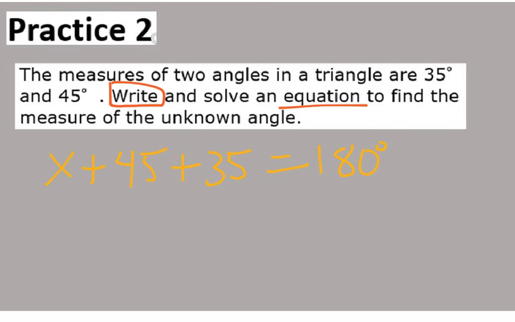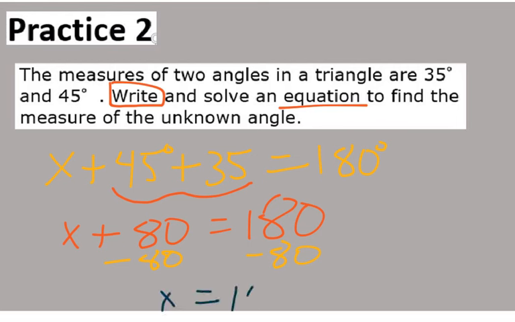Okay, again, we're going to combine these two that we know. So our equation becomes x plus, 45 and 35 is equal to 80. And the unknown now plus 80 is equal to 180. You're simply going to subtract what you know from 180 degrees. So when we subtract 80, our final answer is going to be x equals 100 degrees.